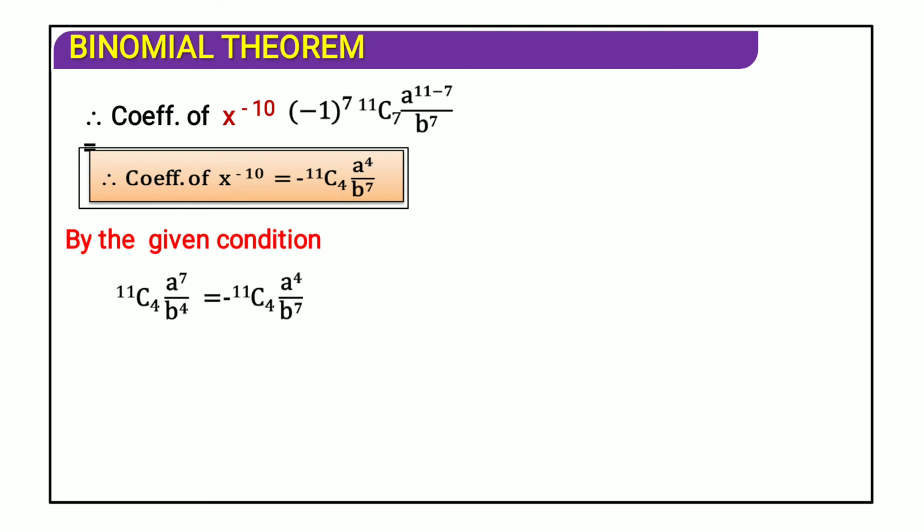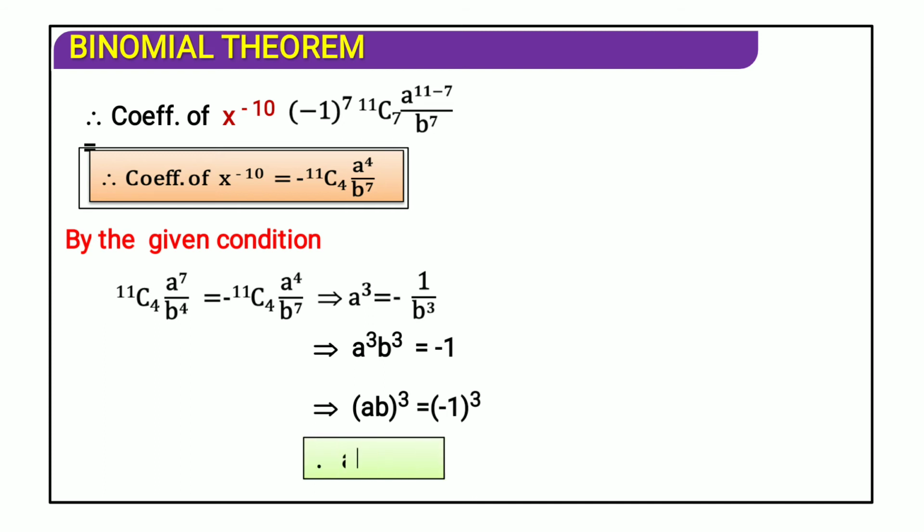Now 11C4 and 11C7 will be cancelled out from here, as you know, and a to the power 7 and b to the power 7, this is the relationship between them. So a cube b cube equals minus 1. Simply, we can say (ab) whole cube equals (minus 1) cube. So ab equals minus 1. Some students think it is a cube root of unity, but don't use 1 to the power 1 by 3 as cube root of unity over here. It's very simple, we need to equate the coefficients.